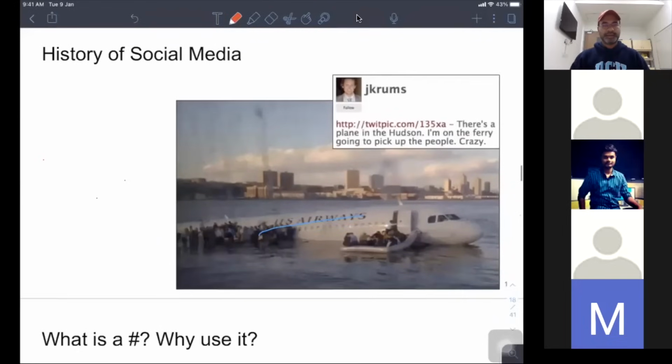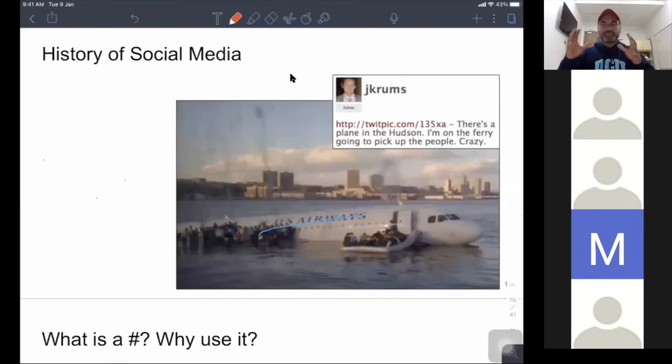A couple of quick introductions to some events that have shaped the way social media is understood now. This particular event, when the aeroplane landed in the Hudson River, is one of the primary events where social media was used to solve a problem, in this case, to go fetch the people from the river. This was one of the incidents that happened some years before.